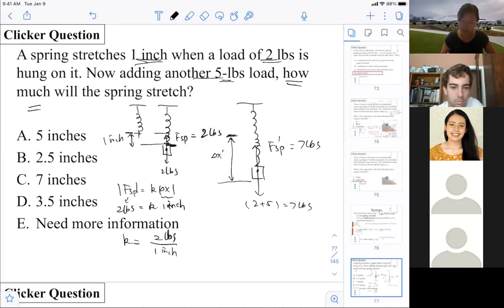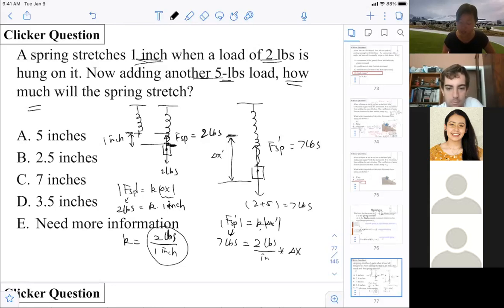Now we have 5 pounds. So right now we have 7 pounds, 5 pounds added. The same spring, right? We're using the same spring. So you're going to plug in the spring constant, which is 2 pounds per inch, times how much is being stretched now. I don't know, and that's the one I'm trying to look for.